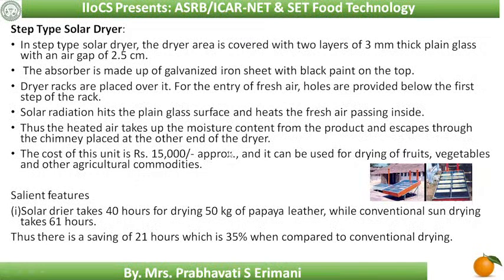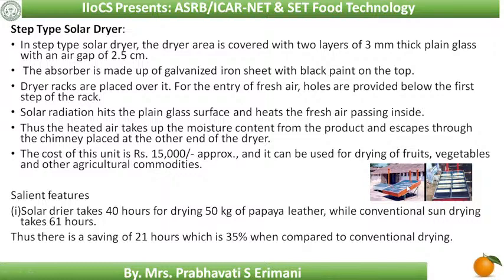Now as we told, some of the dryers we will look into, that is step type solar dryer. In step type solar dryer, the dryer area is covered with two layers of 3 mm thick plain glass. In the picture you can see. Here the dryer area is covered with two layers of 3 mm thick plain glass with an air gap of 2.5 cm. The absorber is made up of galvanized iron sheet with a black paint on the top. Here you can see the black color. So dryer racks are placed over it down here. So these are the dryer racks.